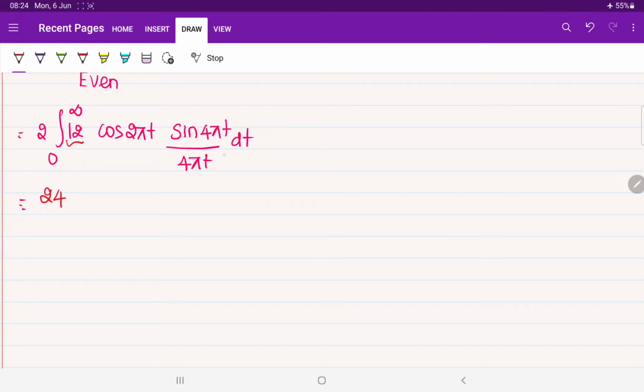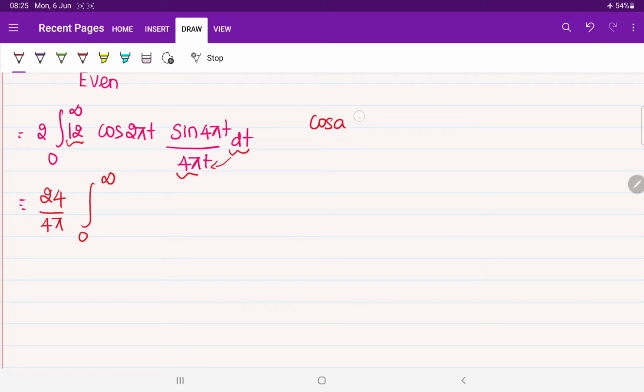In the denominator, since we are integrating with respect to t, I can't take t outside, but we can take 4 pi outside. Then this limit will become 0 to infinity. One more thing, we can't directly integrate when we have cos and sin in multiplication. If they are in addition, then the integration becomes easy. Since they are in multiplication, I am looking for addition.